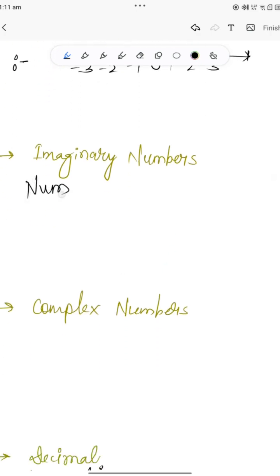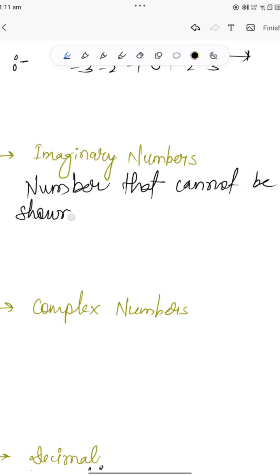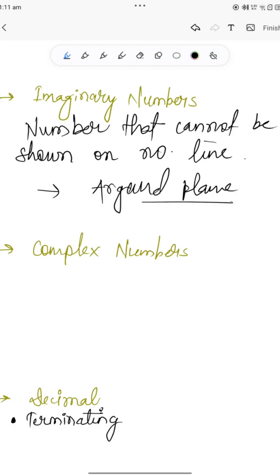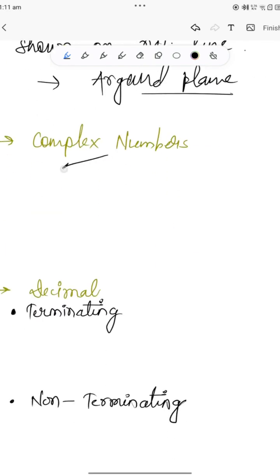What are imaginary numbers? Numbers that cannot be shown visually, that cannot be shown on a number line, are called as imaginary numbers. So where do we show these numbers? That is a different kind of plane known as argand plane, जिसपे हम लोग complex number को show करते हैं, और we can say imaginary number.